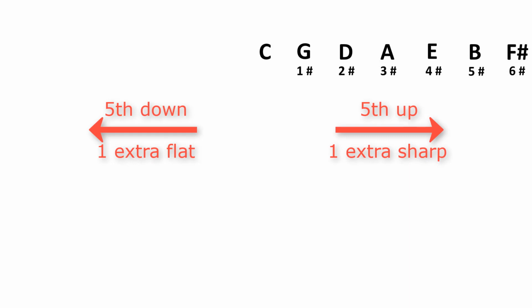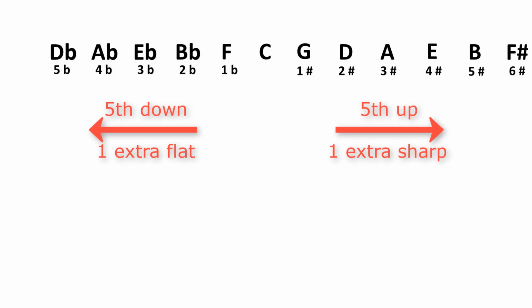Let's look at the left side from the C, where we will put the major scales with flat notes. From C, a fifth down or a fourth up leads us to F with one flat. The next step to B flat, two flats. Then E flat, three flats. After that, A flat with four flats. Then D flat with five flats. And finally, G flat with six flat notes. So now we've listed all the major scales with sharps and with flats.